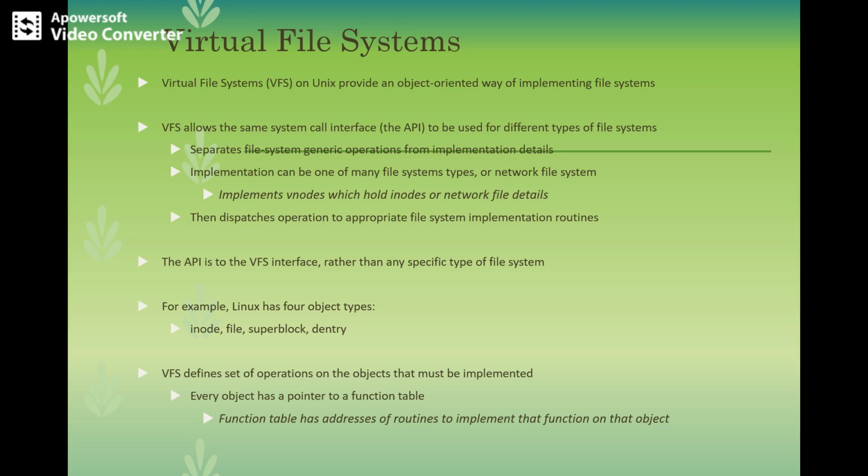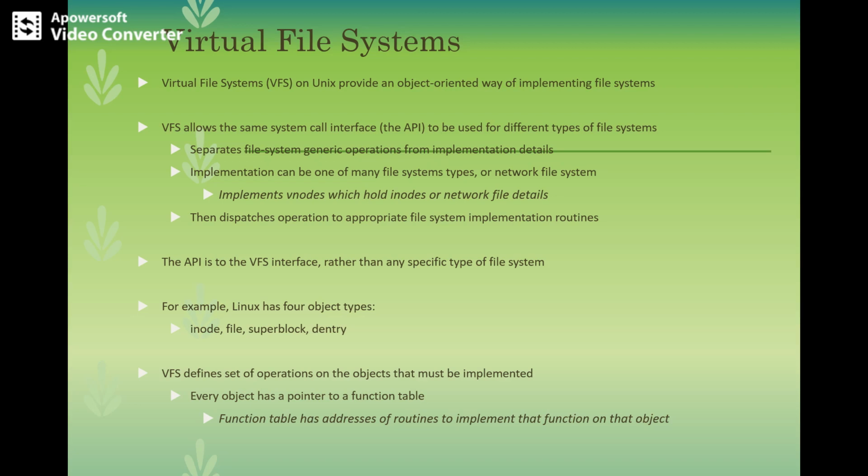It separates the file system generic operations from the implementation. So that's why we have an interface called the VFS interface, and there will be several implementations for this VFS interface. This VFS is based on a file representation structure, which we call a vnode, which contains the numerical designator for the unique file.